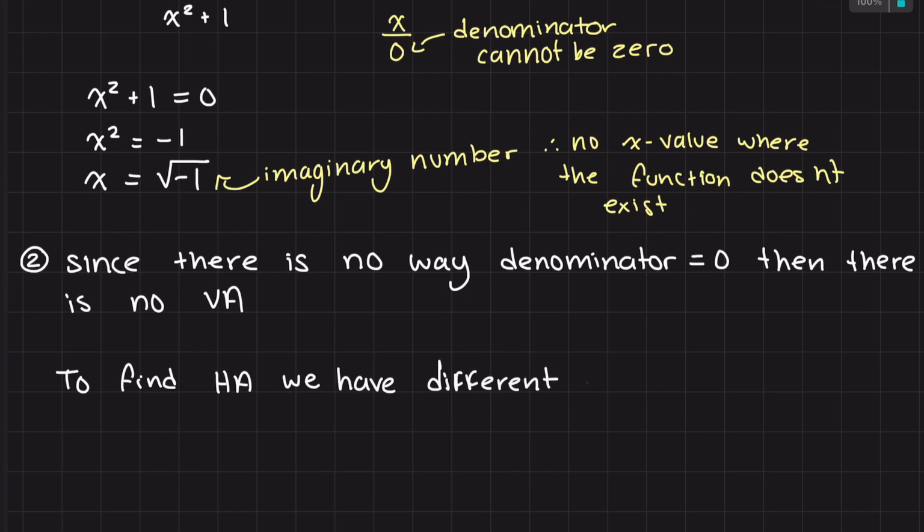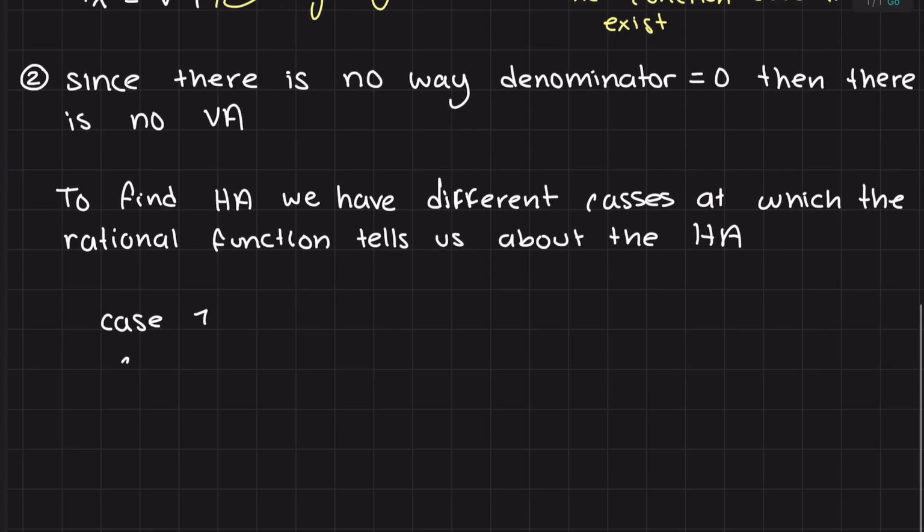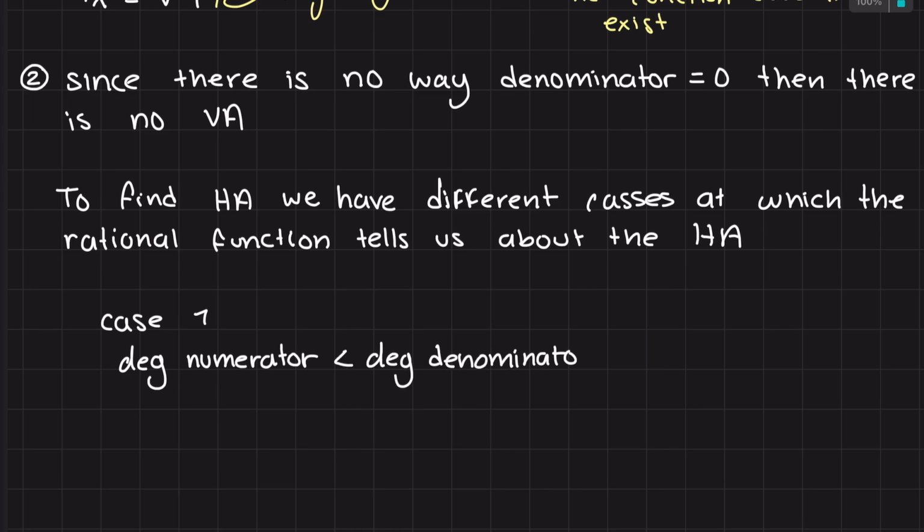So in order to do that, we should identify the 3 different cases that we can experience when finding that. So case 1 is when the degree of the numerator is less than the degree of the denominator, and that means that our horizontal asymptote is at y equals 0. Important thing to keep in mind is that your horizontal asymptote is about y and has a y location, meanwhile your vertical asymptote has an x location.